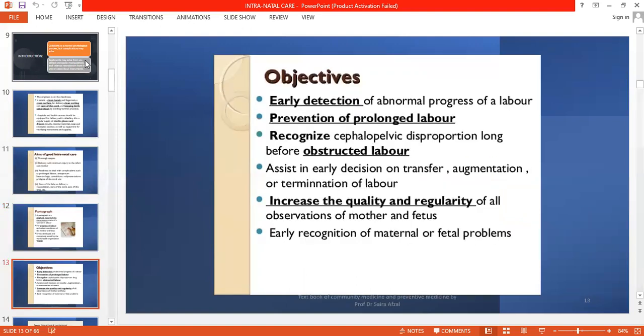What are the objectives that we achieve by good intranatal care? Early detection of abnormal progress of labor, prevention of prolonged labor, recognizing cephalopelvic disproportion long before obstructed labor, assisting in early decision on transfer, augmentation, or termination of labor, increasing the quality and regularity of all observations of mother and fetus, and early recognition of maternal or fetal problems.